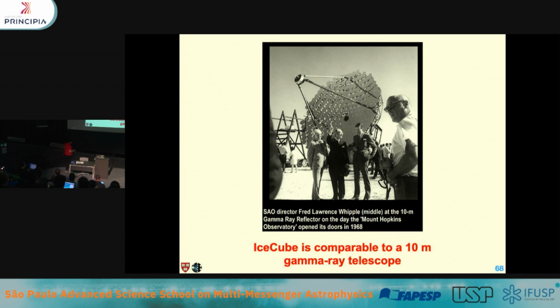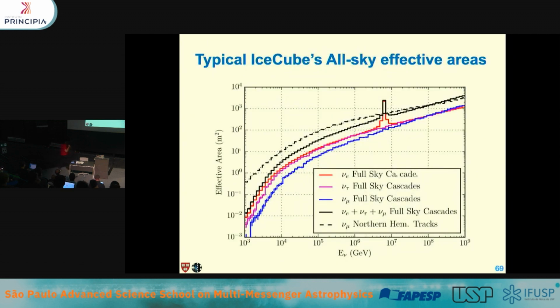Okay. So in reality, once you put cuts and whatnot, this is how the effective area of all sky looks for IceCube. This is the energy of the neutrino. This is the effective area in meters squared. And there are important features here that I want to talk about.